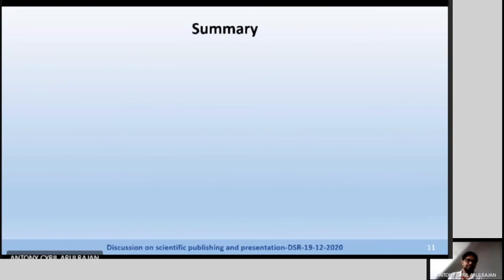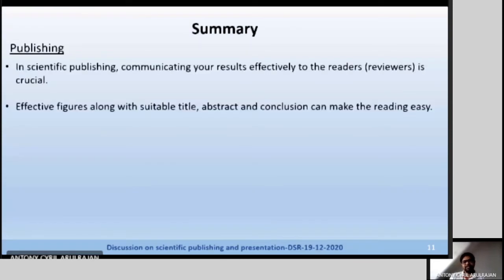So I would like to summarize a few things. In publishing, of course, you spend 1 or 2 years in your PhD to collect all those data, but if you don't communicate it well to the reviewers, then you're losing something that you deserve. So it's always good to spend more time on making your figures, choosing a proper title, and spending some time on the abstract. These things are very crucial, but not everyone pays attention to them.